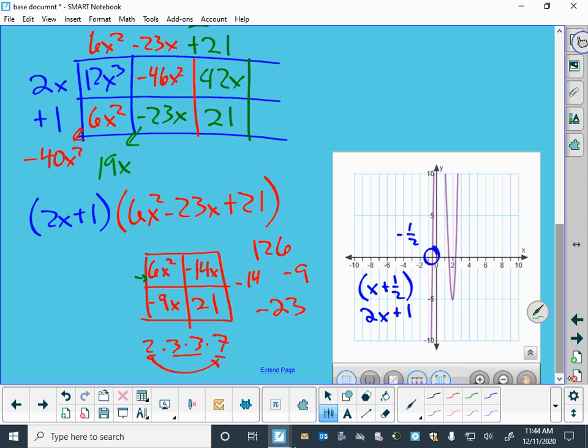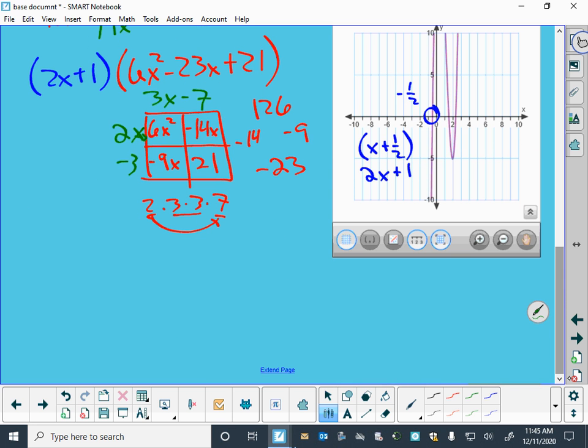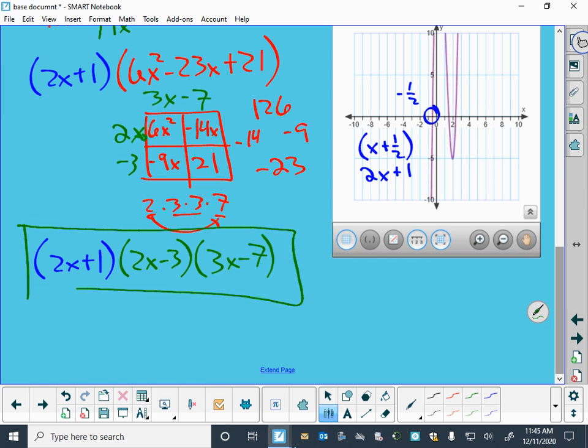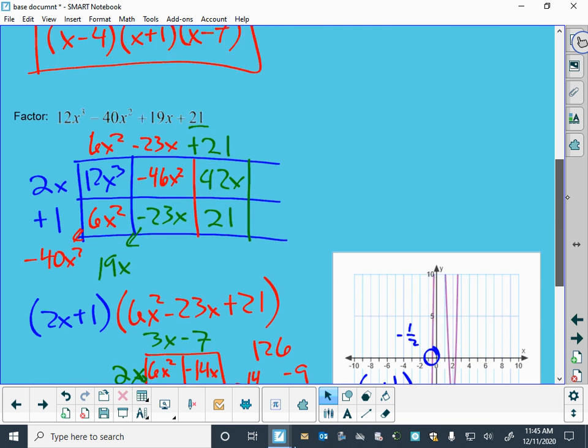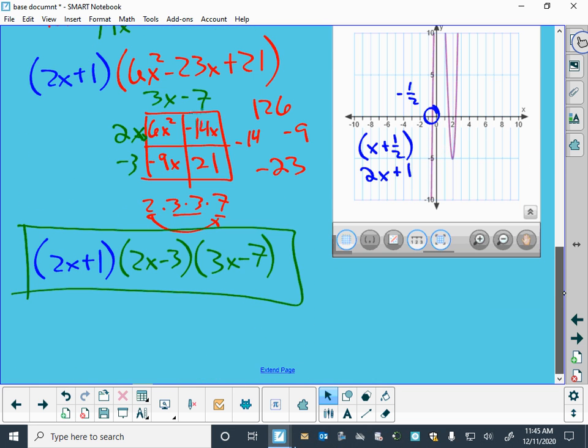My greatest common factor across the top here is a 2x, which would make this a 3x, which would make that a minus 3, and this a minus 7. Okay. And my other points here are seeing the about 1.5 makes sense, about 7/3, 2 1/3. That looks pretty good. And so my final factored form is a 2x plus 1 times one side of my box is a 2x minus 3, and the other side is a 3x minus 7. And so this is the factored form of that degree 3 polynomial expression that I had on there.